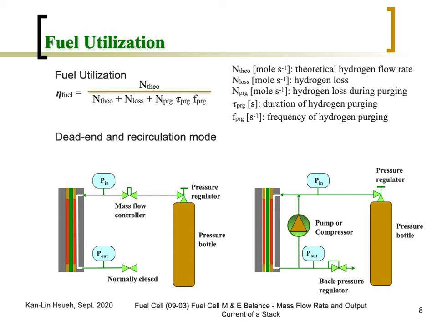So for the dead end and recirculation mode, the N fuel equals the theoretical flow rate divided by the theoretical plus possible loss. Usually, since there's no fuel going out, the only possible loss will be the leakage or crossover. Also, we try to keep that loss as minimal as possible.